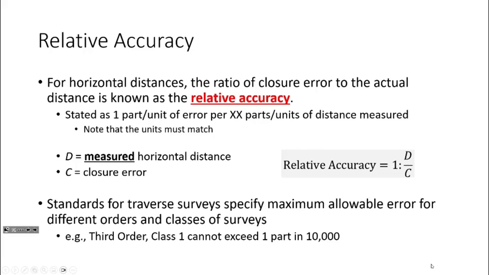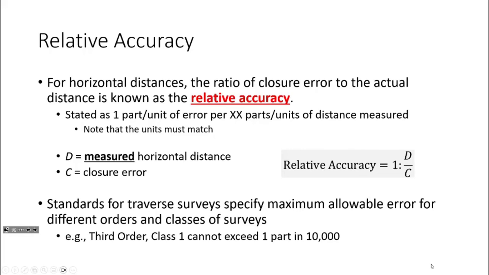Your error needs to be taken into context with the measurement it's associated with, okay? So basically what we're saying in relative accuracy is that there's one error per every 10,000 units or per every 20,000 units. The way we compute that is we take our measured horizontal distance and compare that against our closure error. So for this survey from here to the Memorial Fountain and back, the amount of error we should be allowed to accept is a function of the length of the survey, okay? Those standards and what we are allowed to accept have to take that into account.